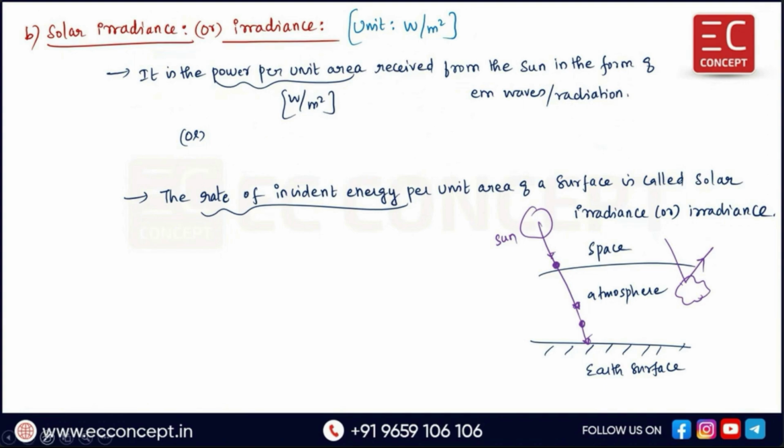So where do we measure? This particular solar radiation can be measured in space and at Earth's atmosphere.